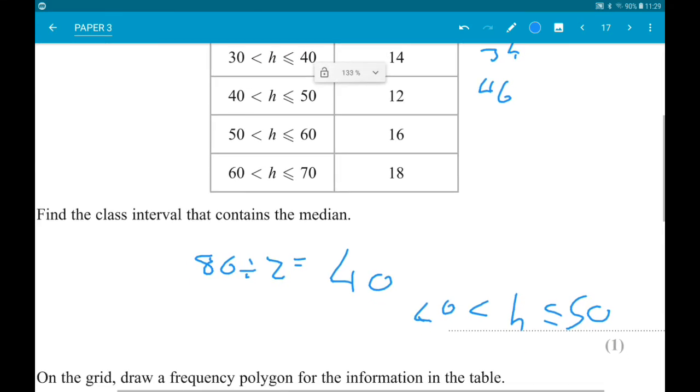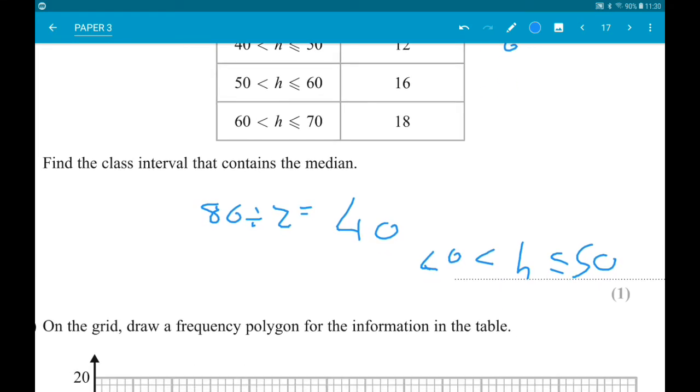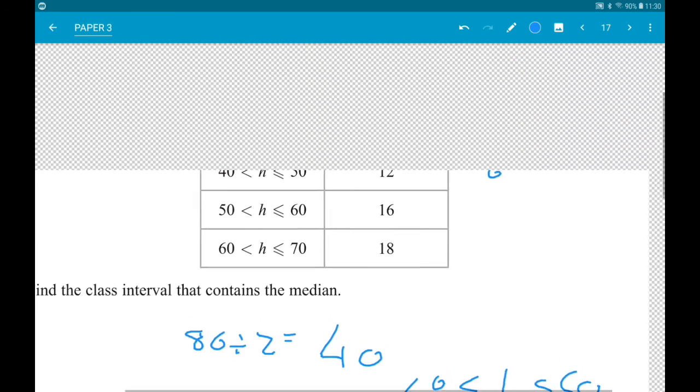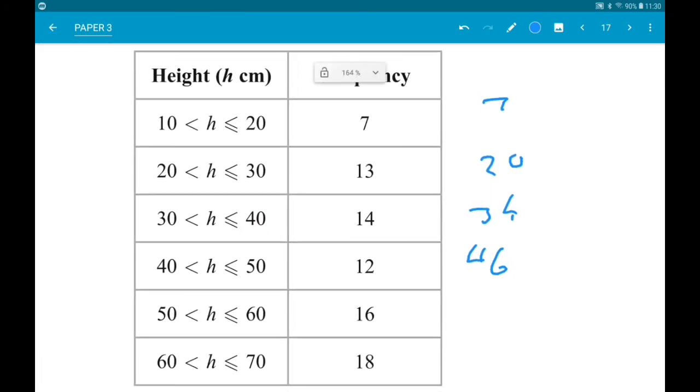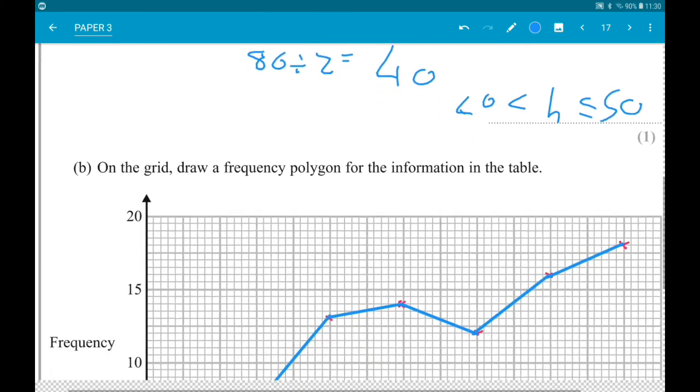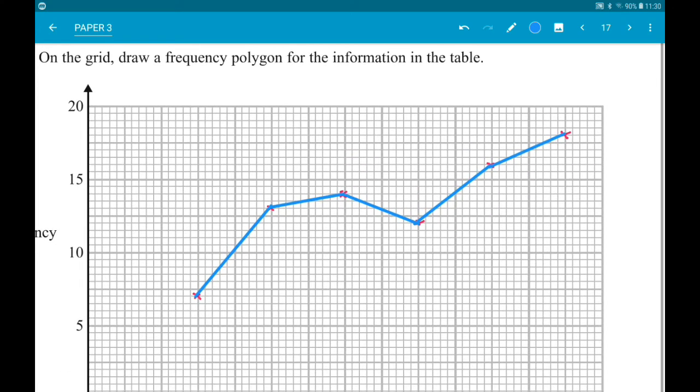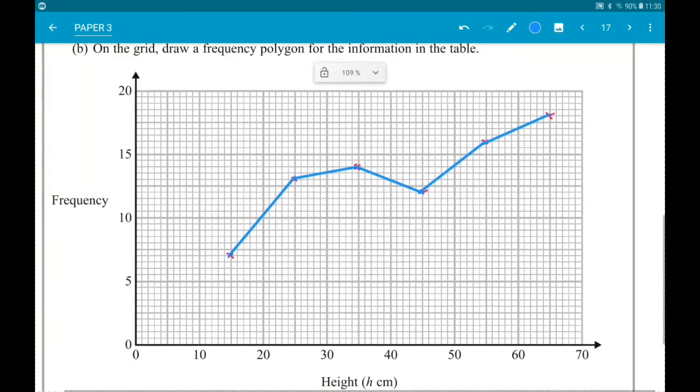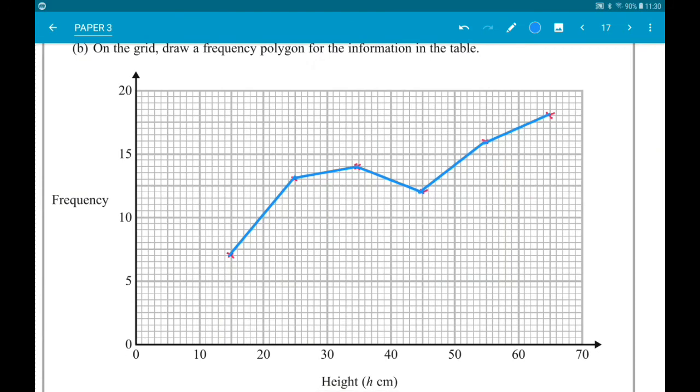Okay, then part B gives us the very exciting task of drawing a frequency polygon. So for these, for the x coordinates, we use the midpoints of the intervals. So for the first one, the coordinates are 15, 7. So do that for all of them. Plot your points and then join them together with straight lines. Be careful with the scale on the y-axis. Every 2 little squares represents 1.